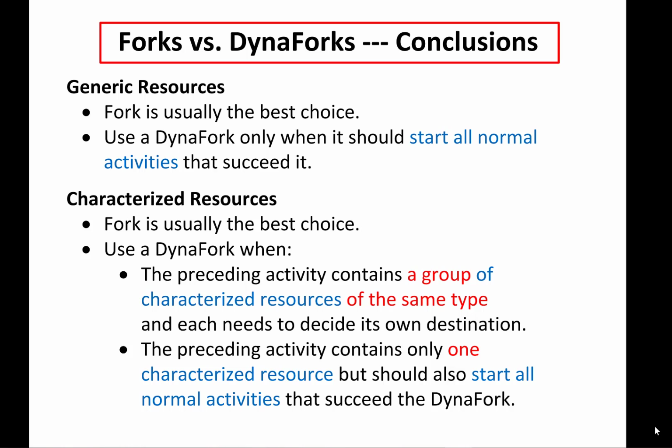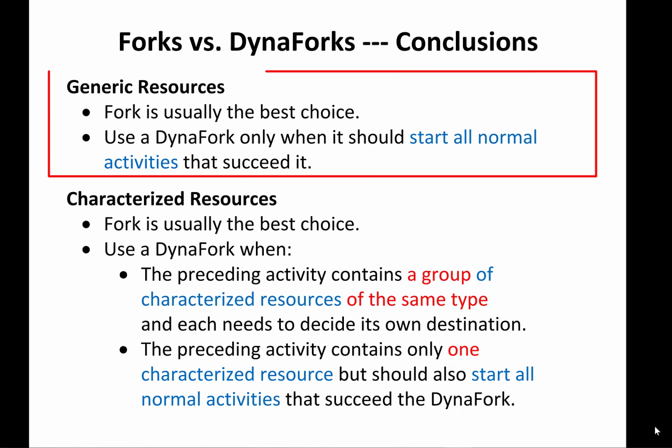When should we use a fork, and when should we use a Dynafork? This page provides some conclusions based on the previous example models. For generic resources, a fork is usually the best choice. We should use a Dynafork only when it should start all normal activities that succeed.